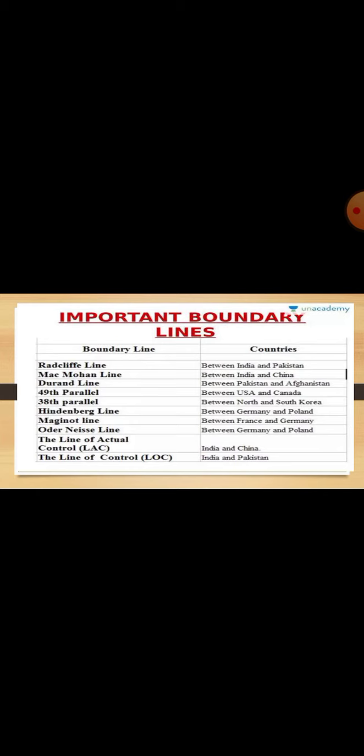So remember: Radcliffe Line is the boundary line between India and Pakistan. McMahon Line is the line between India and China. Durand Line is between Pakistan and Afghanistan. The Line of Actual Control is the line between India and China. The Line of Control is the line between India and Pakistan. Let's see the first one.